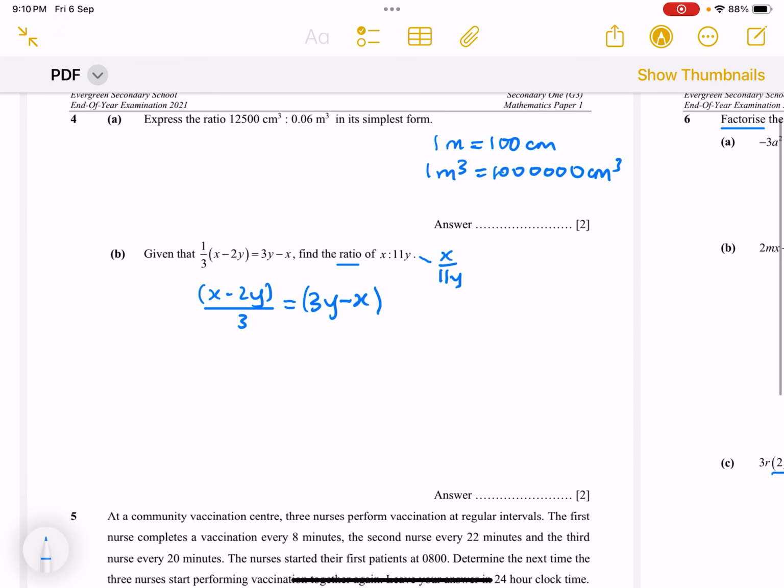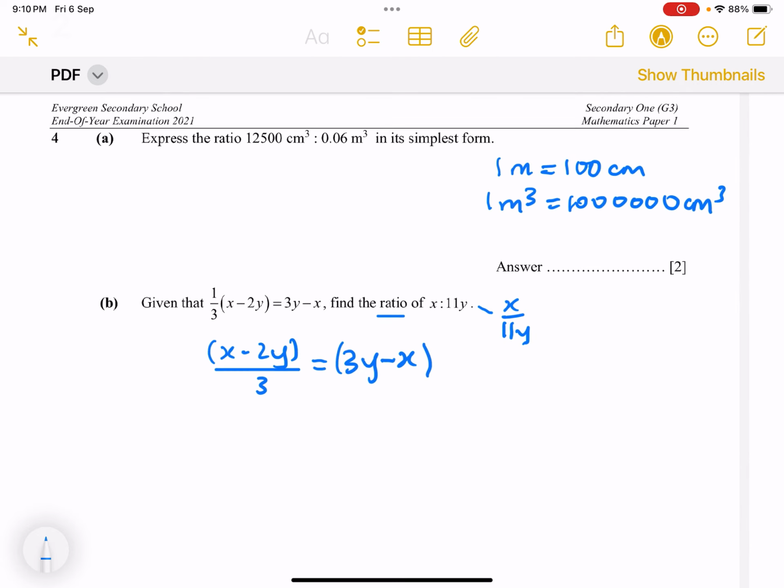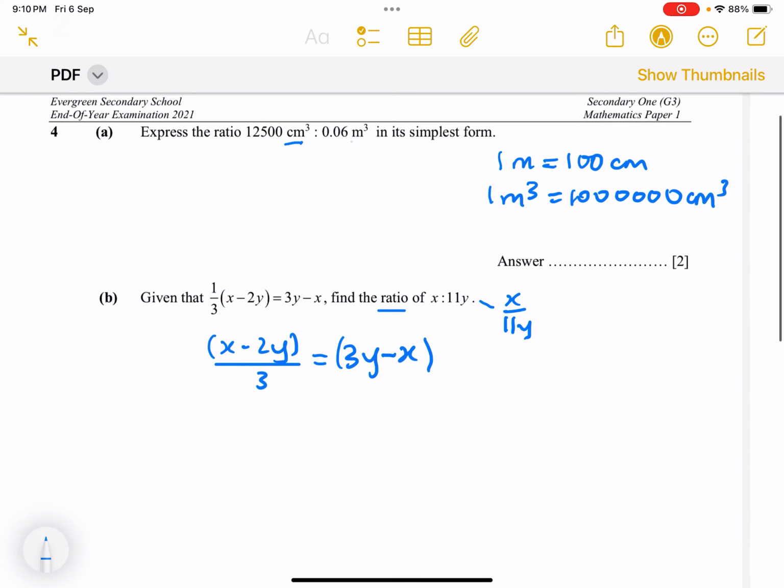In number 4, we have to express the ratio in the simplest form. Both units must be the same, right? So here is 12500. Once the units are the same, 1 meter cube is 1 million cm cube. So we multiply by 1 million, that will give us 60,000, right? And we have to reduce it to the lowest term using your calculator. That will be 5:24.